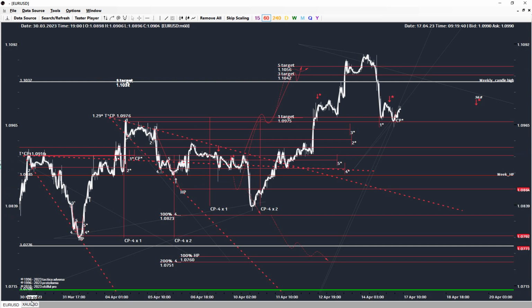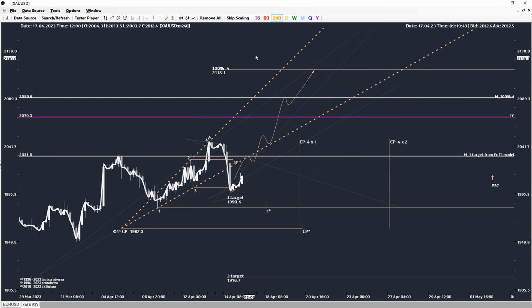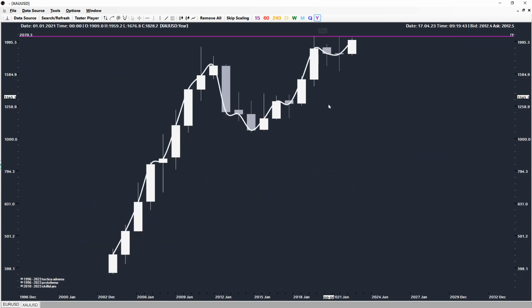Next, I would like to analyze another symbol. For example, let's take gold. So I start my analysis traditionally with the highest time frame. This is 1 yearly time frame.